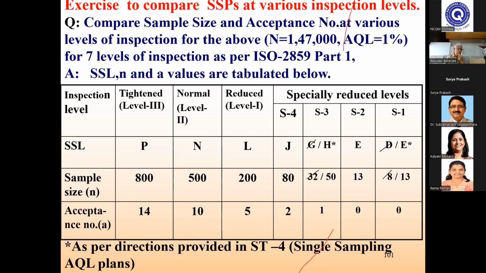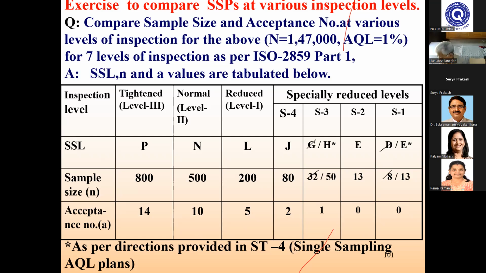Level 3 means there is sample number 3, three samples? No. Level 3, tightened level. What is the SSL? From which table, ST3 or ST4? No, ST2. Sample size, cumulative position table, ST2. For 1 lakh, what is the SSL there for tightened level?